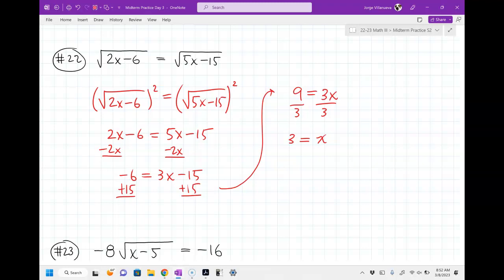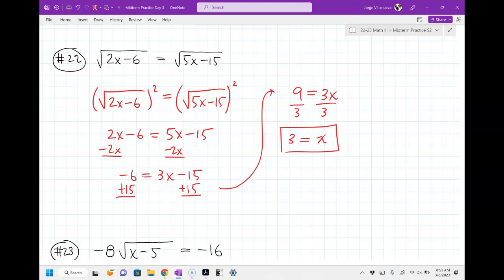Well, let's see. If I plug in a 3 into the left side, 2 times x minus 6, 2 times 3 minus 6 is 0, right? 6 minus 6 is 0. If I plug it in the right side, 5 times 3 minus 15 is also 0, because 5 times 3 is 15, 15 minus 15 is 0. So it comes out to 0 equals 0 when I plug in a 3. So that's fine. The answer works.